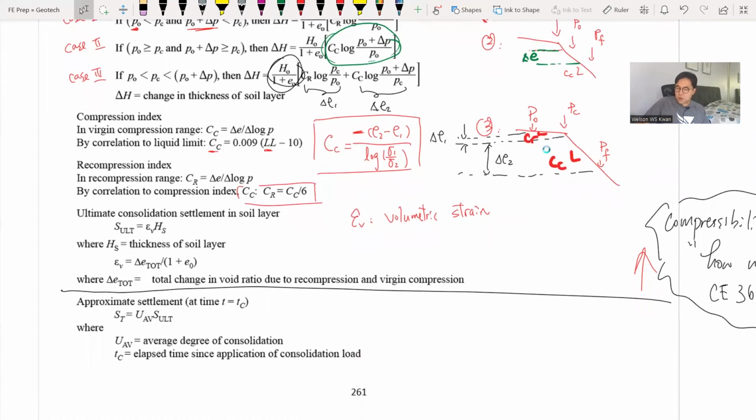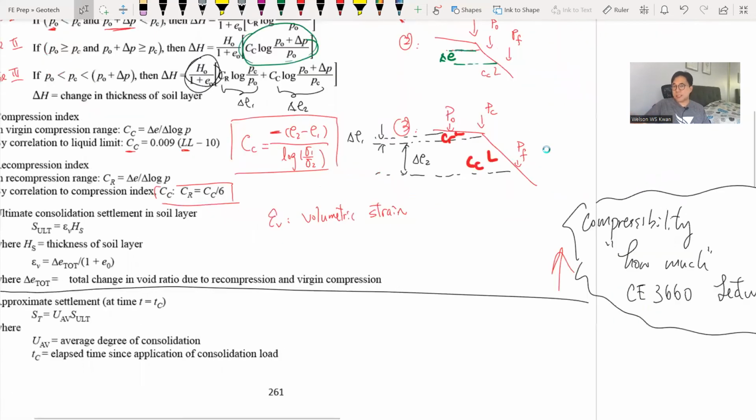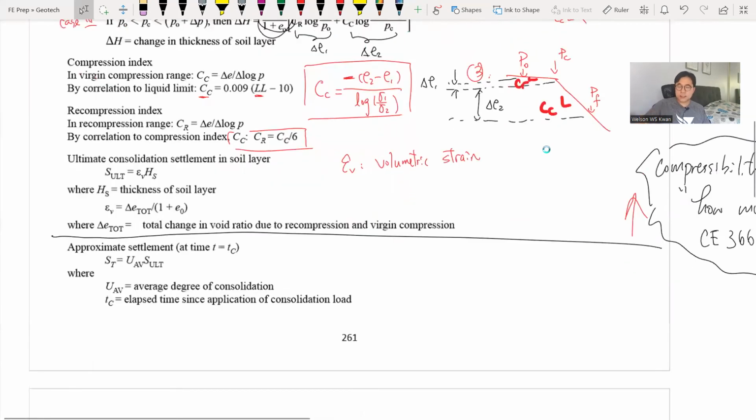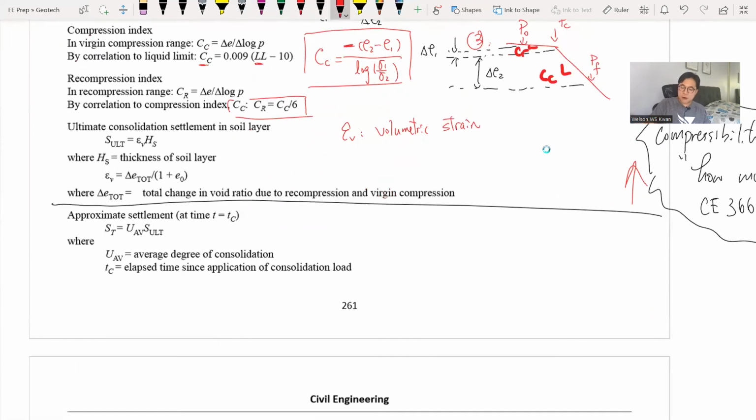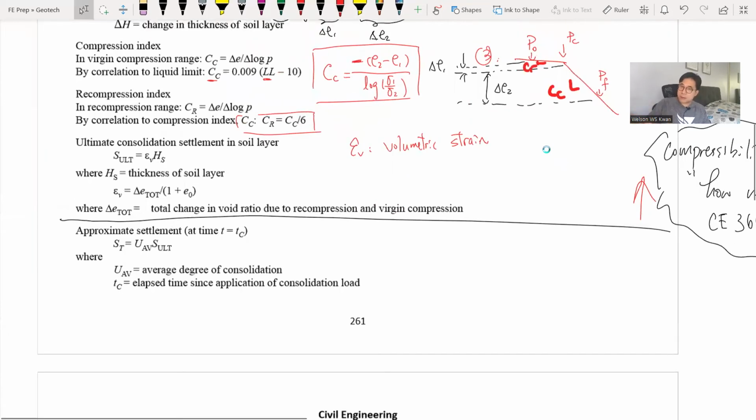So that pretty much concludes the first part, the compressibility of soil settlements. The next is the time rate of settlement, and you come with this formula right here, the approximate settlement at a given time. So previously, the settlement that we calculated is the total settlement. It's like saying we wait long enough, infinity of time. Eventually, it is just the total settlement of primary consolidation that we calculated.